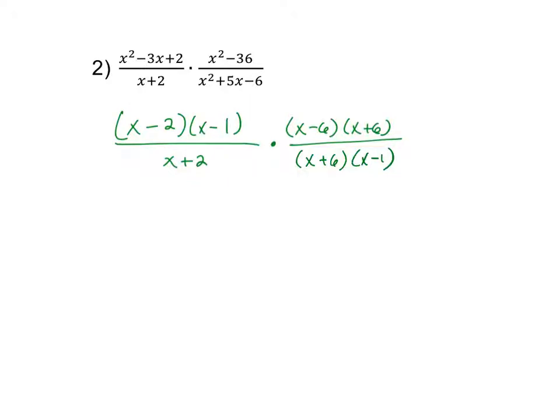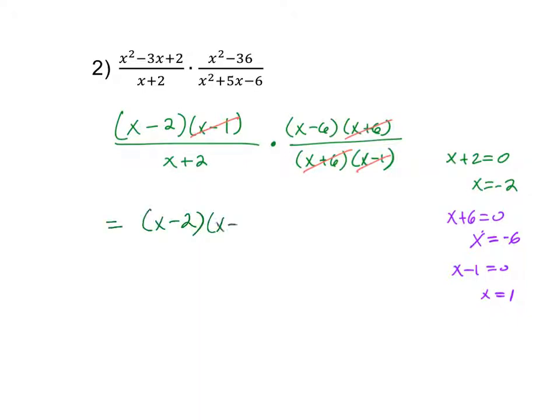So now, again, I'm going to find my restricted values by setting my denominator equal to 0. x equals negative 2, x plus 6 equals 0, x equals negative 6, and x minus 1 equals 0, x equals 1. So now again, I'm going to simplify whatever I can simplify. So I can cancel out this x minus 1 with this x minus 1, x plus 6, x plus 6. I cannot cancel the x plus 2 with the x minus 2. So this is the same as x minus 2 times x minus 6 divided by x plus 2.